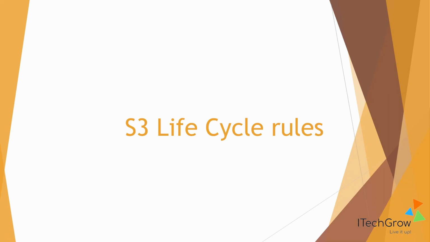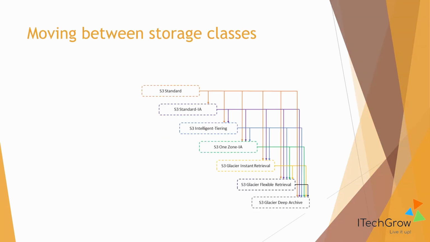Hi all. So today we will cover S3 lifecycle rules. You can transition objects between storage classes. So these are the storage classes. You could see S3 Standard, S3 Standard-IA, S3 Intelligent-Tiering, S3 One Zone-IA, S3 Glacier Instant Retrieval, S3 Glacier Flexible Retrieval, and S3 Glacier Deep Archive.